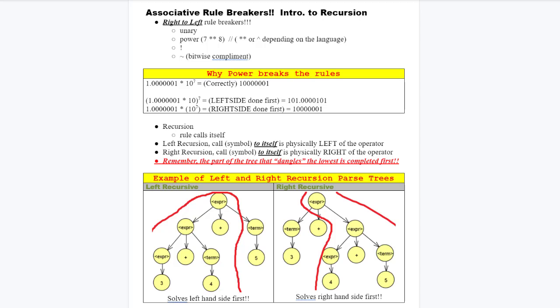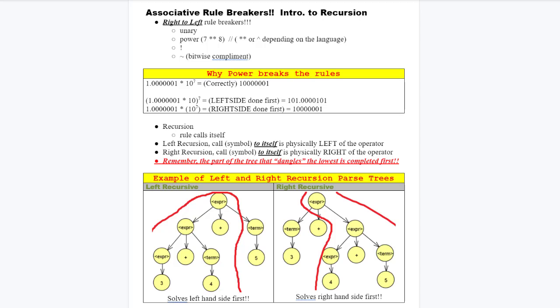So especially with power and stuff like that, we'd have to worry about taking care of the right-hand side first and then multiplying it to the left-hand side. So it's going to be very similar to what we had in the previous one. We're going to use recursion. This time, it's going to call itself. We know that part. But this time, which side do we need to actually have taken care of first? It's going to be on the right-hand side.